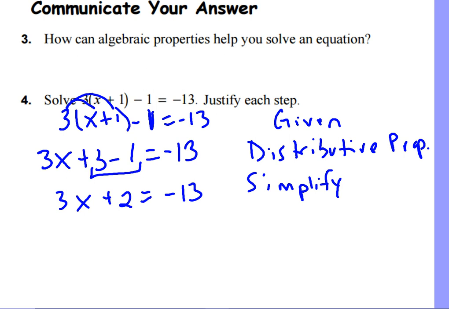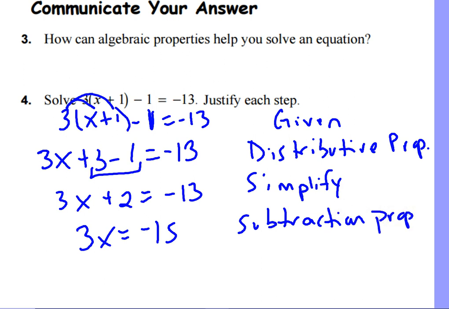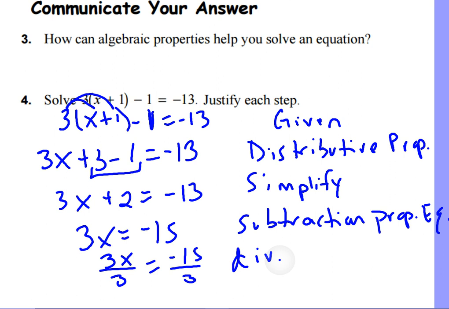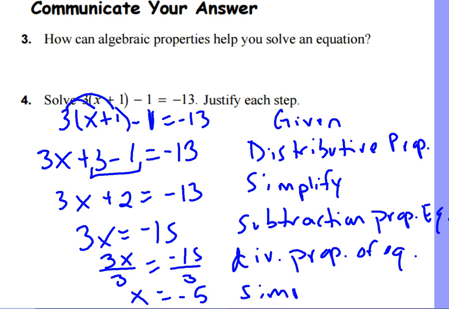And so now we kind of know what to do from here. We want to subtract 2 from both sides. And so if I subtract 2 from both sides, I get negative 15. And so there's our subtraction property of equality. And then last but not least, we would divide both sides by 3. And that is our division property of equality. And then we'll just finish up, and x equals negative 5 by simplifying.